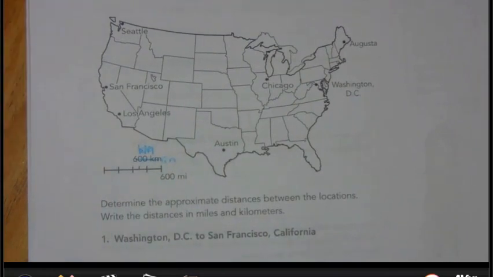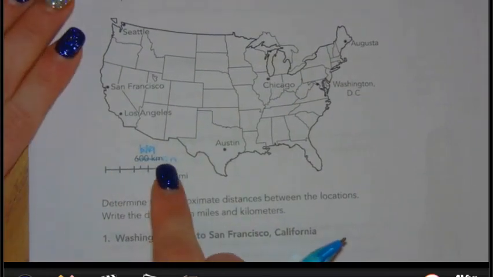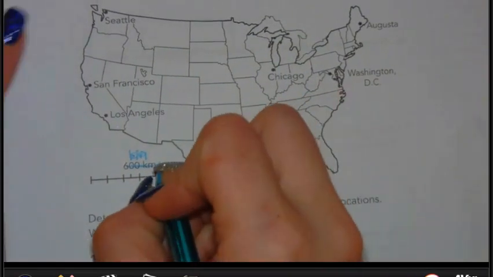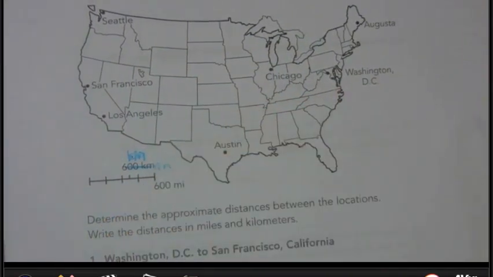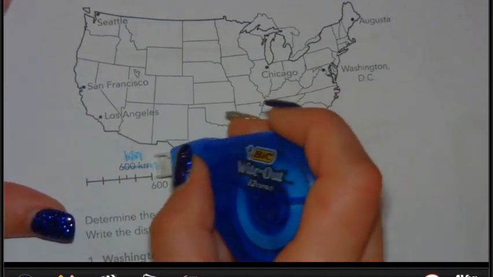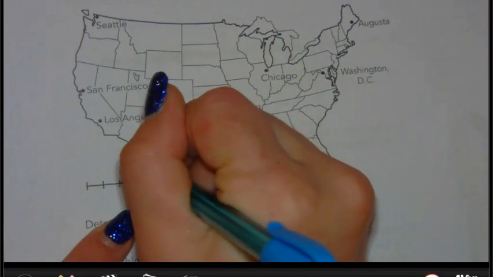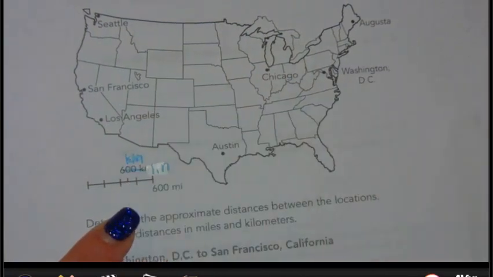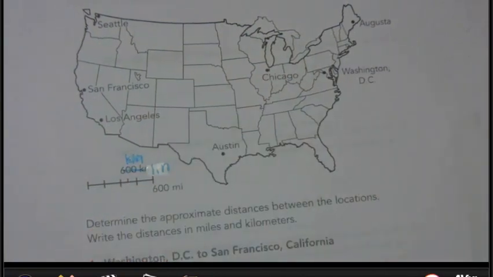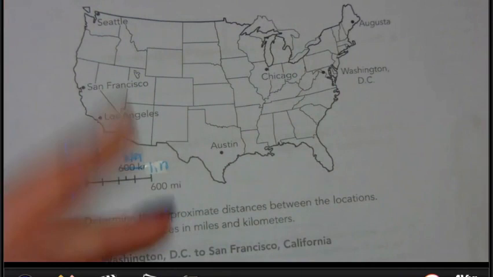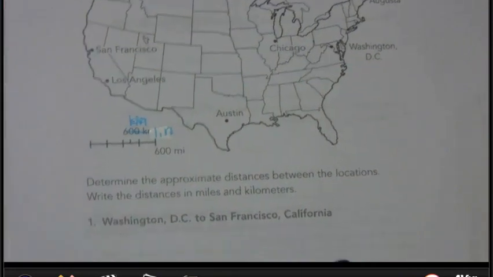Now I accidentally marked out 600 kilometers, but I want you guys to not do that. I want you to leave it. Right next to it, I'm going to use my whiteout to help fix this. I want you to write in 1 inch above the 600 miles, because this is our scale. Every inch on our map equates to 600 miles.